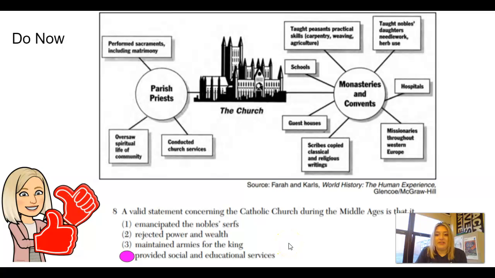And then provided social and educational services. If you go over to the monasteries and convents, you can see scribes copy classical and religious writings, which is educational; schools, educational; hospitals is a social service; taught nobles' daughters needlework and herb use, that's both; taught peasants practical skills, both. Missionaries were sent throughout Western Europe, both. Guest houses, social service. So it's clear that the answer is 4.